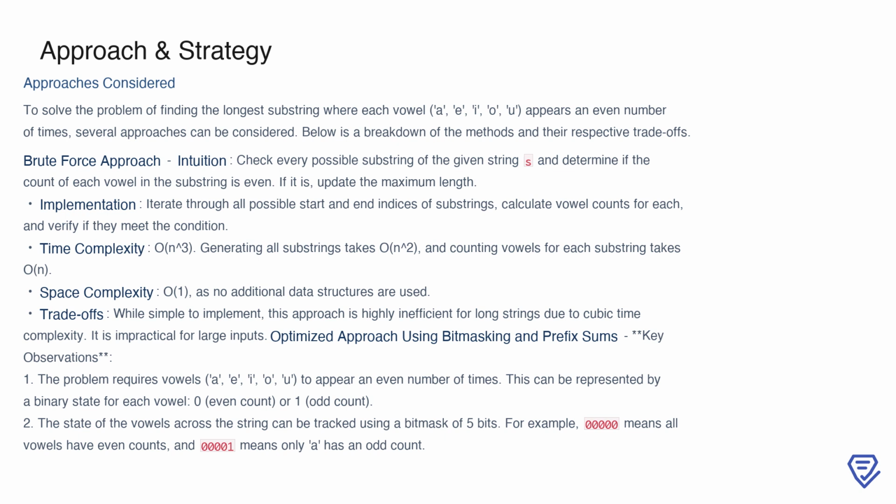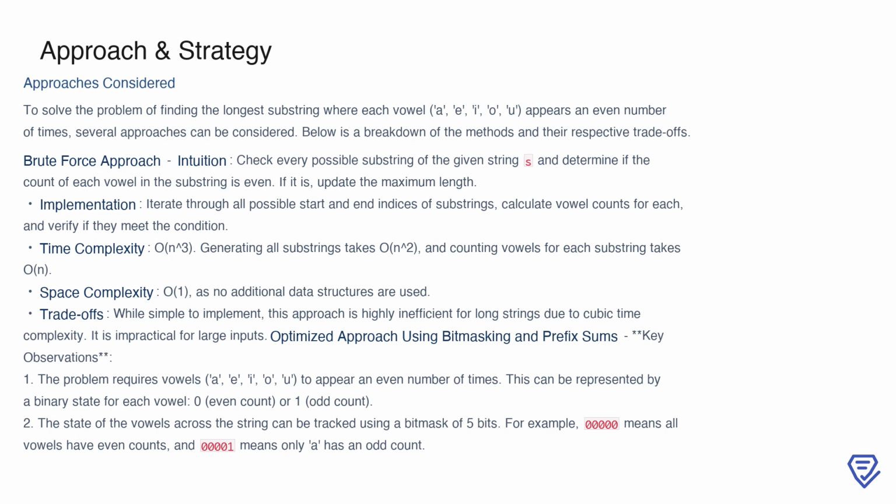While the implementation is simple and easy to understand, it is computationally expensive. Generating all substrings takes quadratic time, and counting vowels for each substring requires another linear pass, leading to an overall time complexity of O(n cubed). Space complexity is minimal at O(1), since no additional data structures are used. However, the inefficiency of this method makes it impractical for larger inputs, especially for strings with substantial lengths. So, we need a more optimized approach to handle this problem effectively.